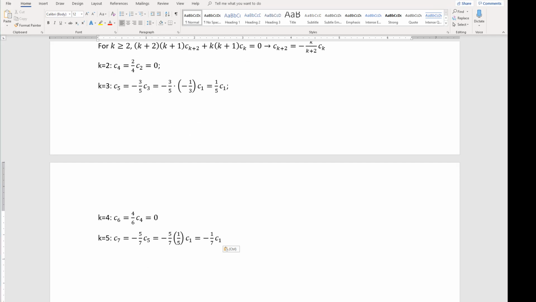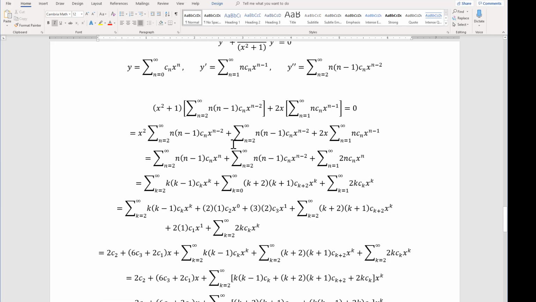So I think we can write this in general. Generally, if we have an odd number that can be represented as c sub 2n plus 1, let's use n here, then this is going to be an alternating sequence, and it's always going to be a 1 in the numerator, and then 2n plus 1 in the denominator, times c sub 1.